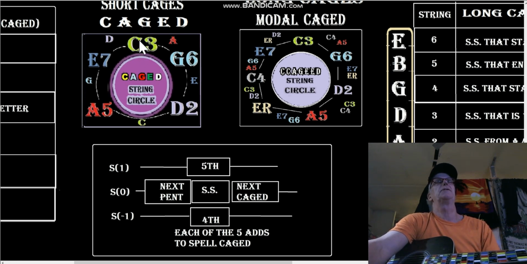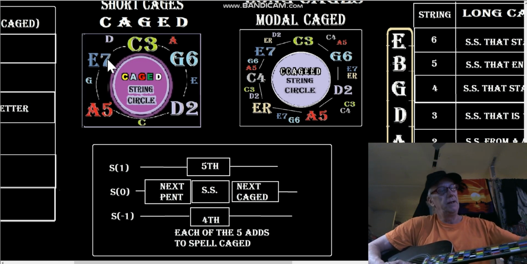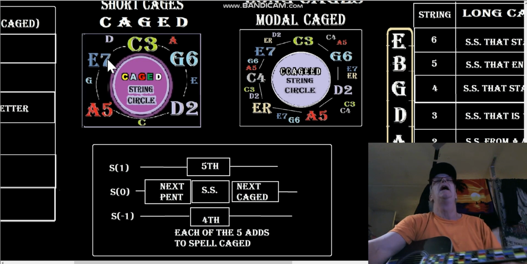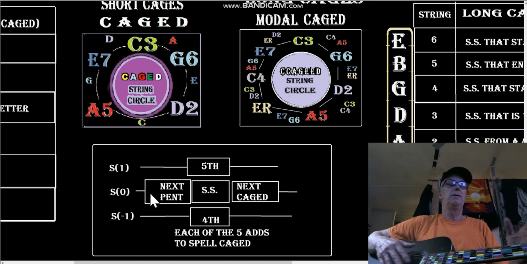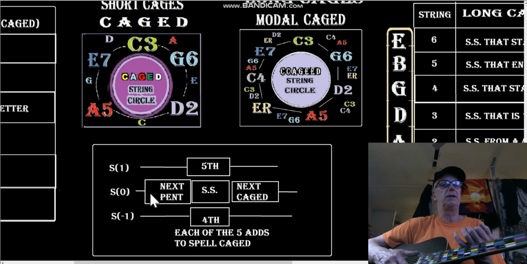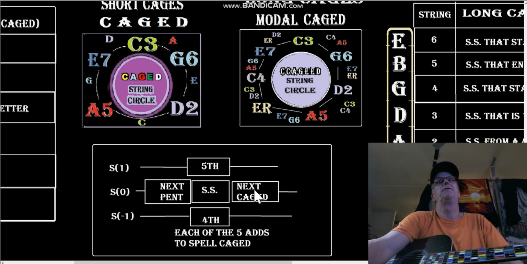As we go around the string shape circle, 5th of C is G, 5th of G is D, 5th of D is A, 5th of A is E, but the 5th of E is C, not B. The 4th is the other way around. So the 4th is the C string shape, which is the string underneath it. The 5th is the string above it, and the next cage and the next pentatonic are horizontal, because we want to link them horizontally, but we don't have to do that. I could have written 5th here and 4th here.